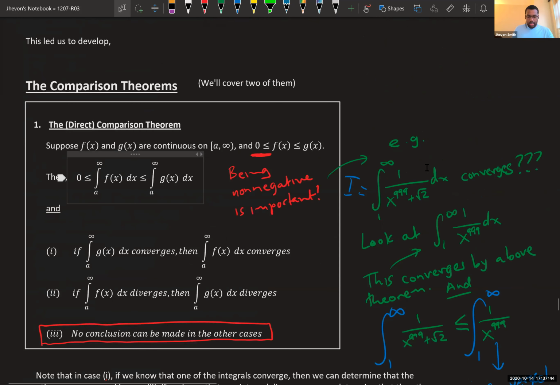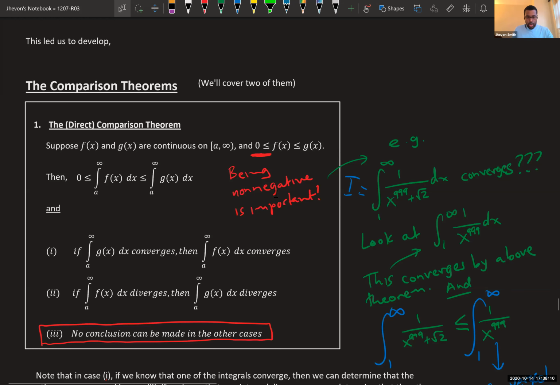The direct comparison theorem was the first one that we looked at. Basically, this says that if your functions follow the inequality, then if you integrate along that inequality, integrals maintain the inequality. This sort of makes intuitive sense. We saw this in Calc 1. The integral is interpreted as the area under the curve. So if one curve is higher than another curve, the area under this curve is going to be larger than the area under that curve. So taking integrals maintains inequalities.